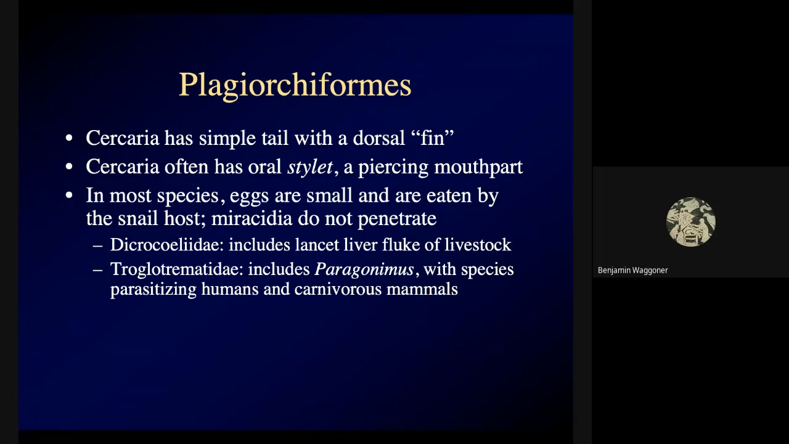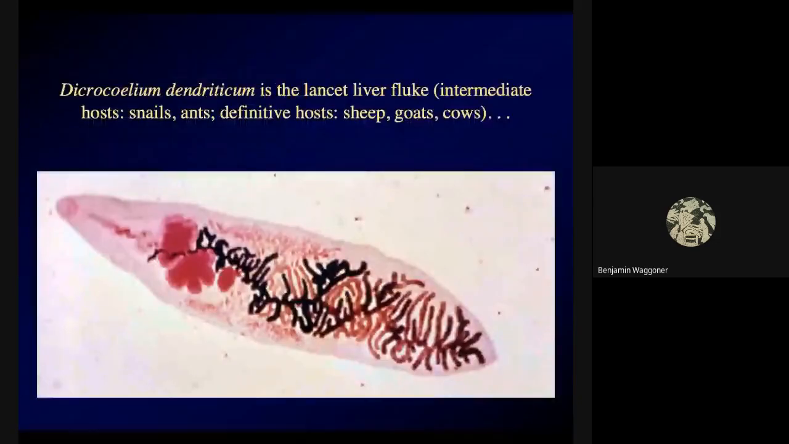And this includes the lancet liver fluke, which is a major livestock parasite. And it includes a genus Paragonimus that parasitizes humans and carnivorous mammals and is a public health concern in some parts of the world. So there's the lancet liver fluke. Intermediate host is a snail, and the cercariae leave the snail and penetrate into ants. When the ants are accidentally eaten by grazing livestock, the metacercariae pop out and the livestock get parasitized.